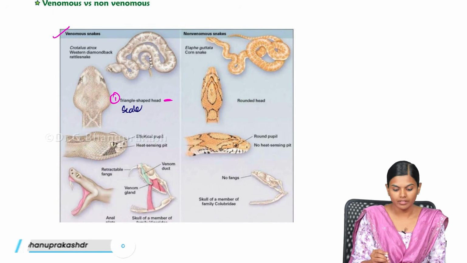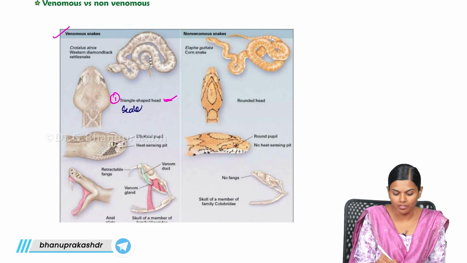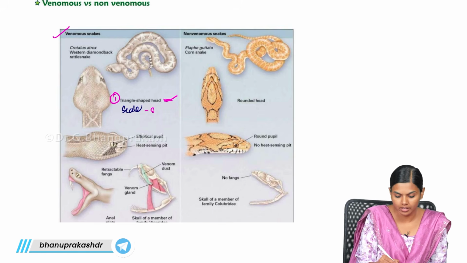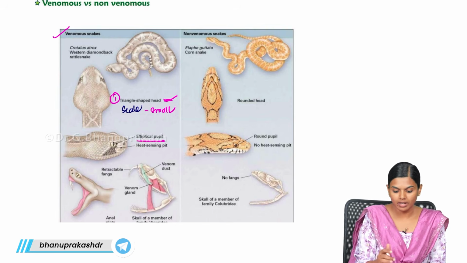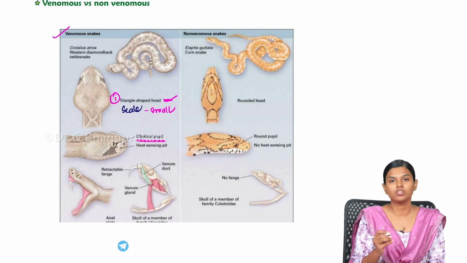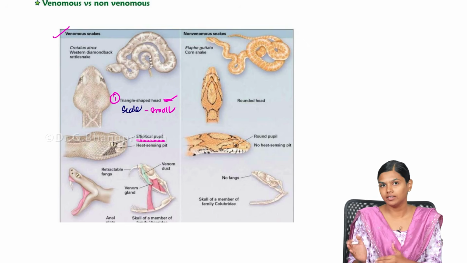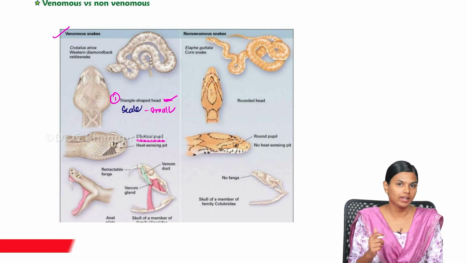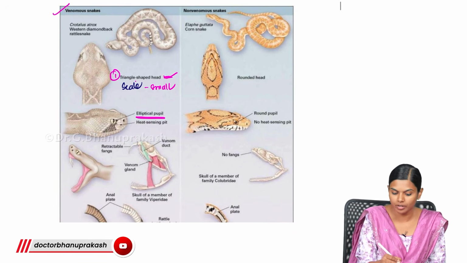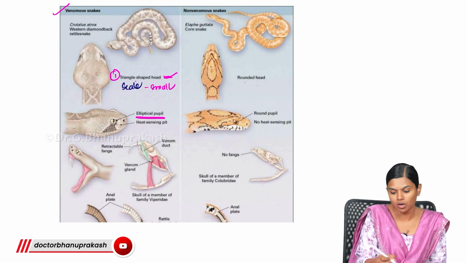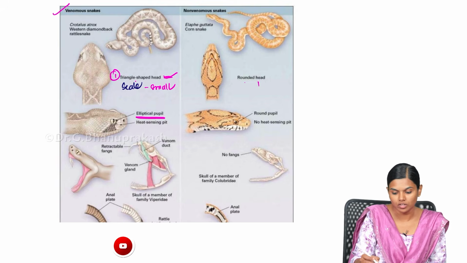We will see. If it is a venomous snake, you will have a triangular shaped head and the head scale will be small, and they will have an elliptical pupil. You just remember one and forget the other; that's how you will be able to correctly reproduce it in the exam. So here it will be triangular, opposite to that it will be rounded in case of non-venomous. Here the head scale will be small, and here it will be large.